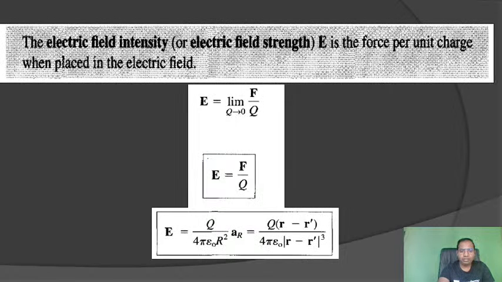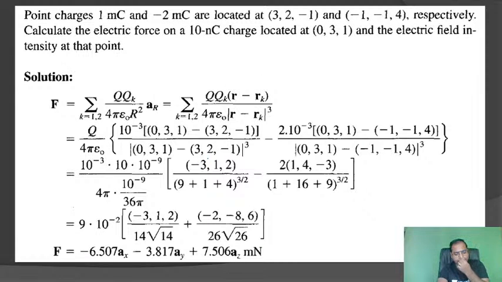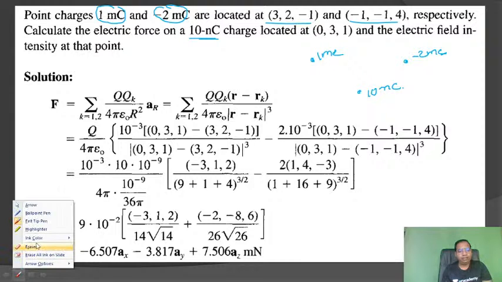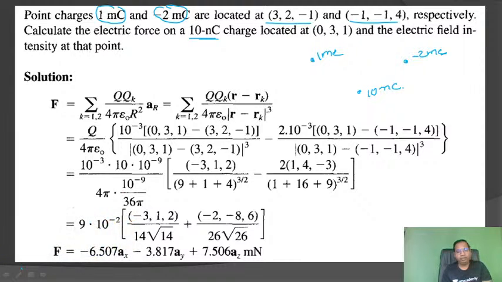Before closing my session, as I already told you, just check once what we call Coulomb's force law. So 1 millicoulomb and minus 2 millicoulombs are located at these two points, and you need to find the electric force on 10 nanocoulombs. Let's take this as 1 millicoulomb, this as minus 2 millicoulombs, and this as 10 nanocoulombs.